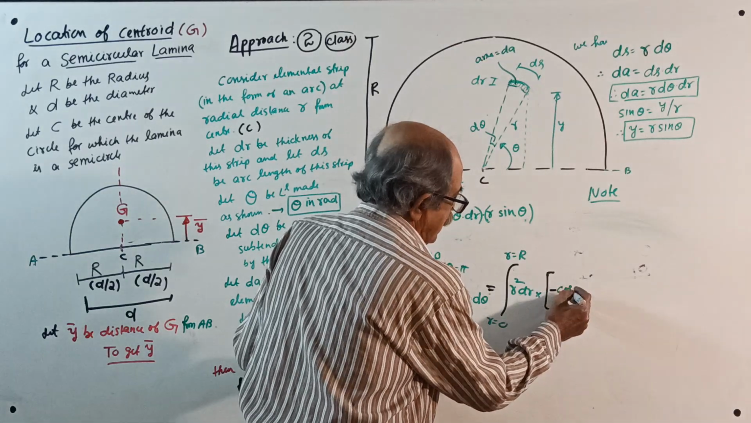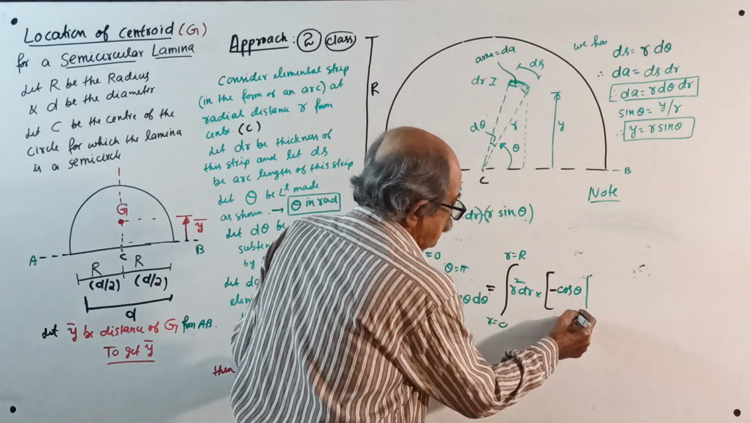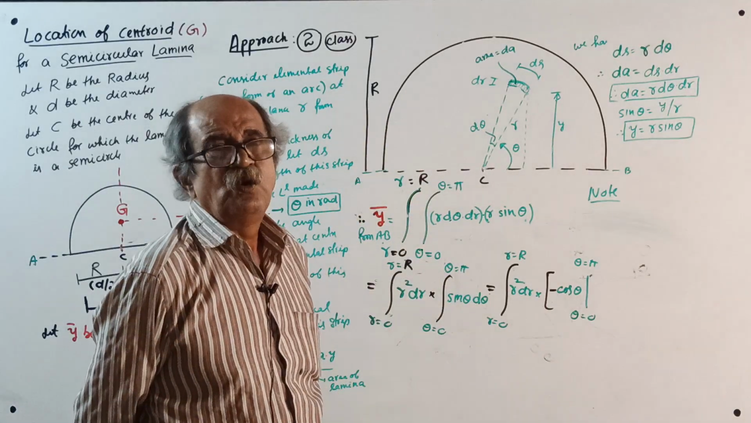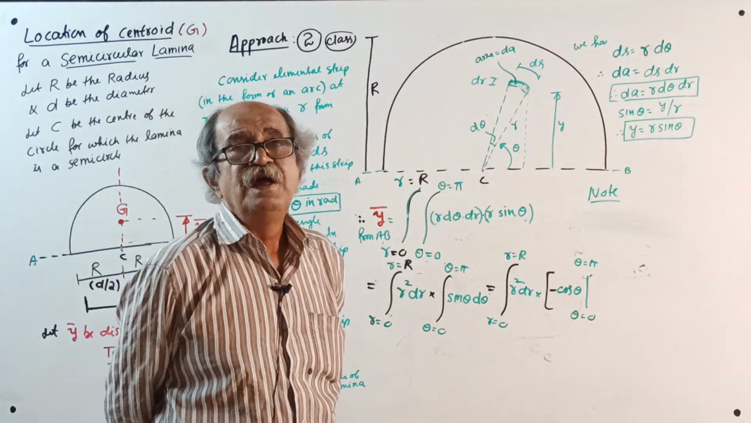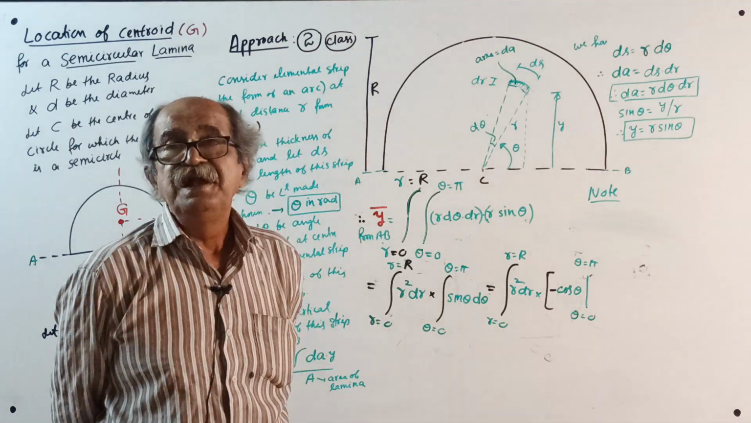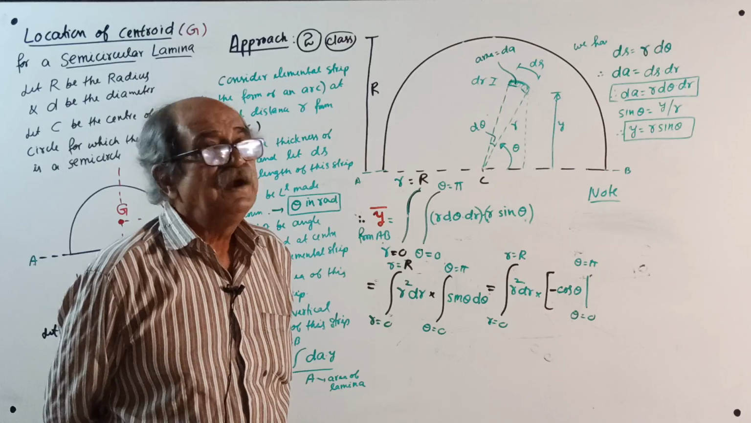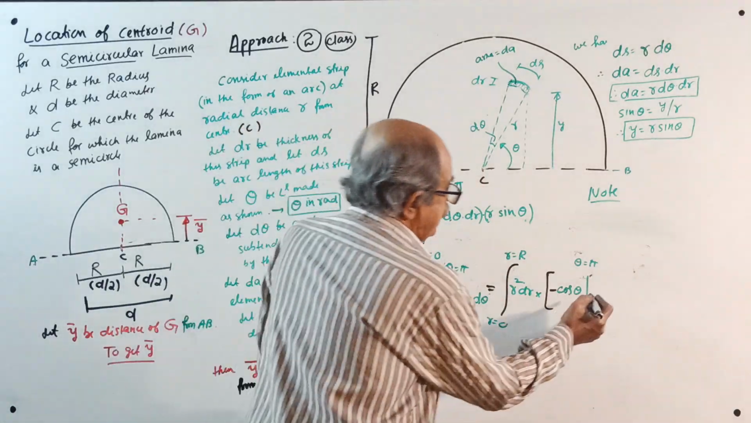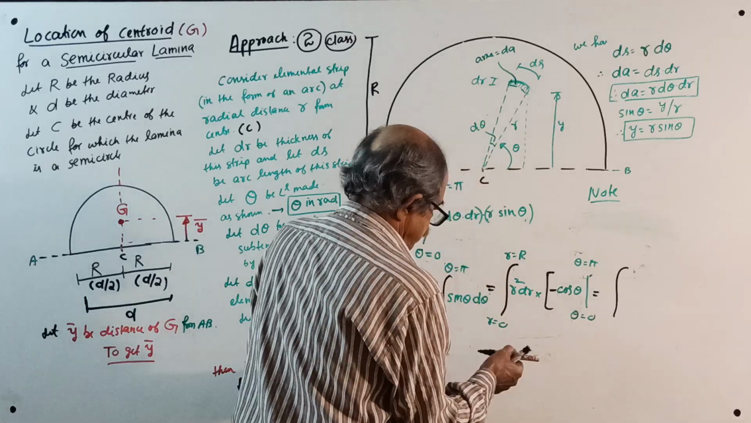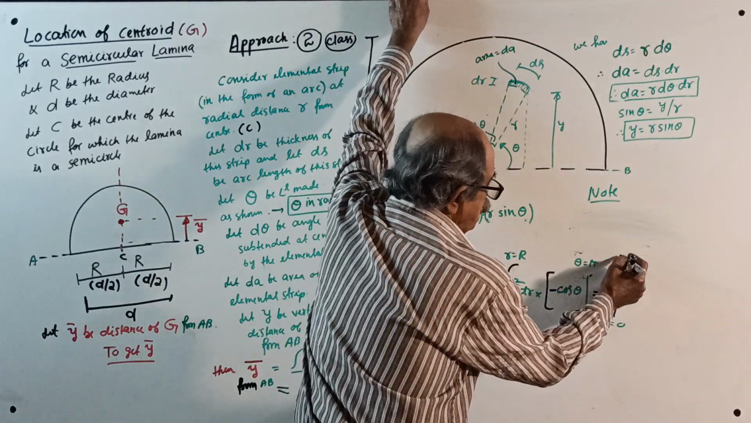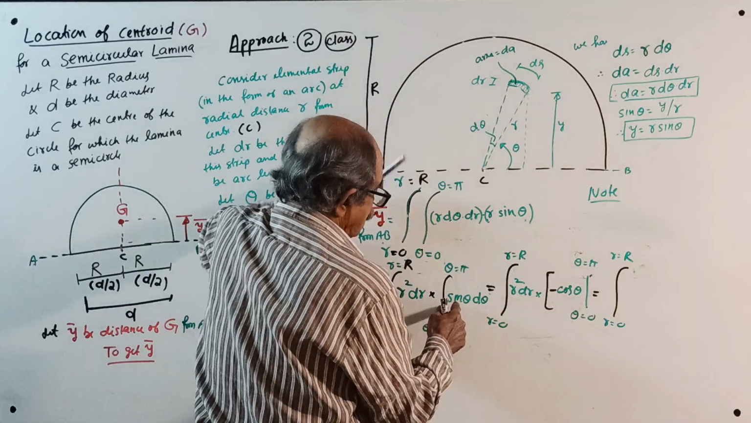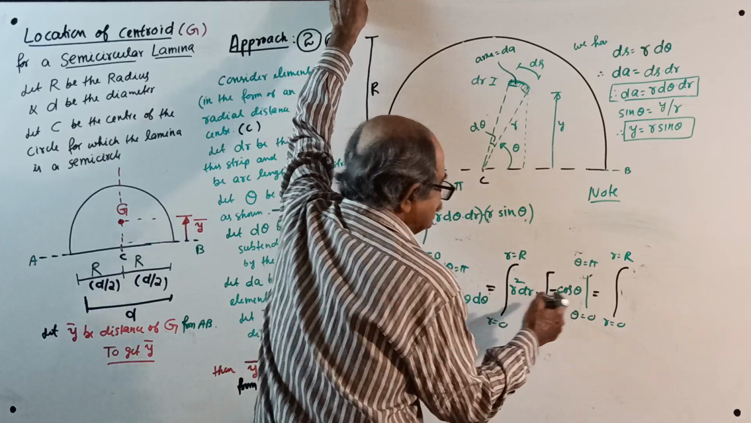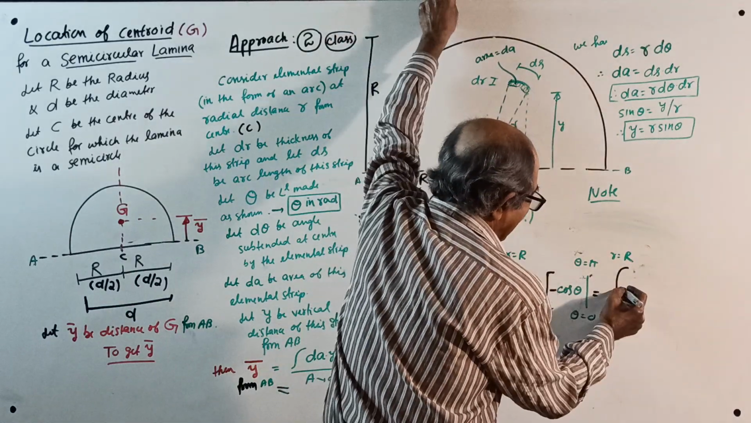Minus cos theta, from the limit theta equal to 0 to theta equal to pi. Differentiating sin theta gives cos theta, differentiating cos theta gives minus sin theta, but integrating sin theta gives minus cos theta, and integrating cos theta gives sin theta. If you did not know, at least you know now. So it is the integration r equal to 0 to r equal to r of r square dr.